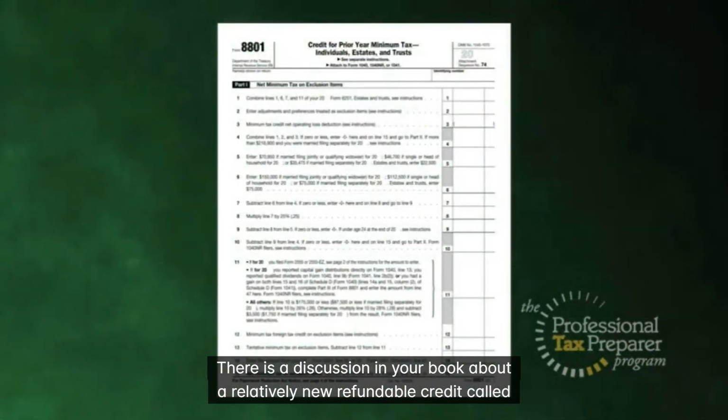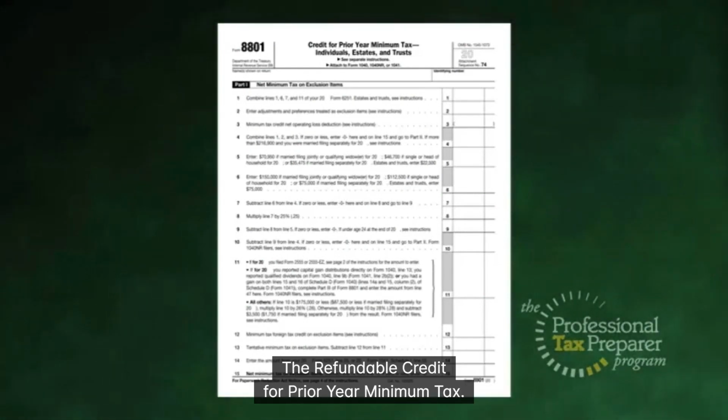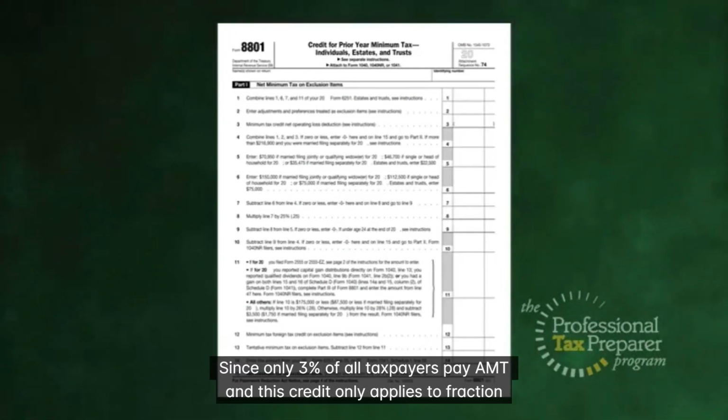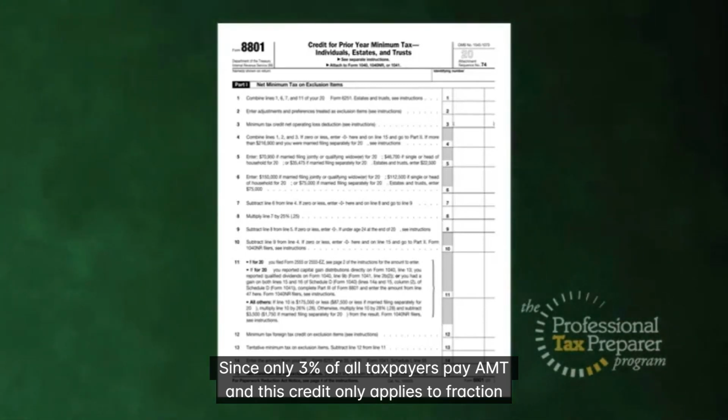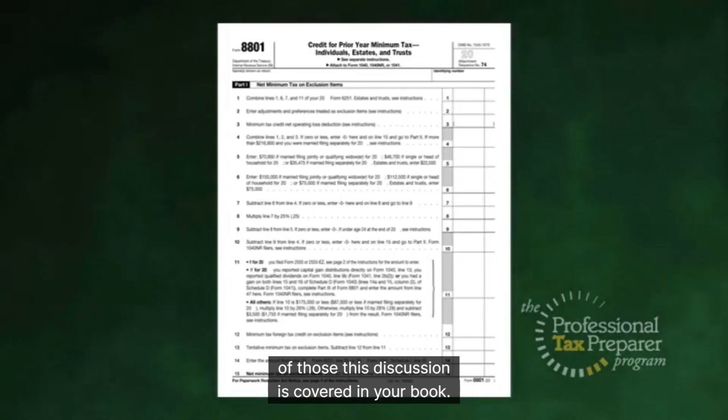There is a discussion in your book about a relatively new refundable credit called the Refundable Credit for Prior Year Minimum Tax. Since only 3% of all taxpayers pay AMT, and this credit only applies to a fraction of those, this discussion is covered in your book.